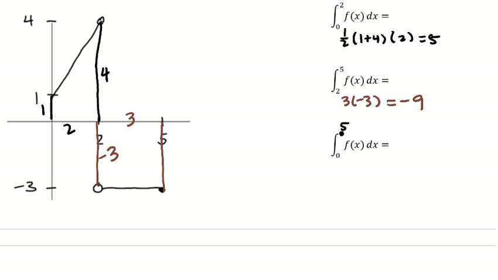So our total, which I think is often called the net signed area, is going to be 5 and -9. As we scan along the x-axis from 0 up to 5, I'll be adding 5 to -9, and that will be -4. And this, I think, will be a good segue into our integral properties.